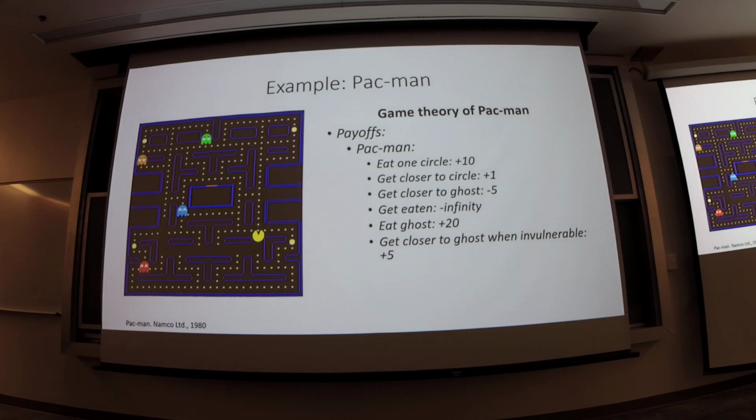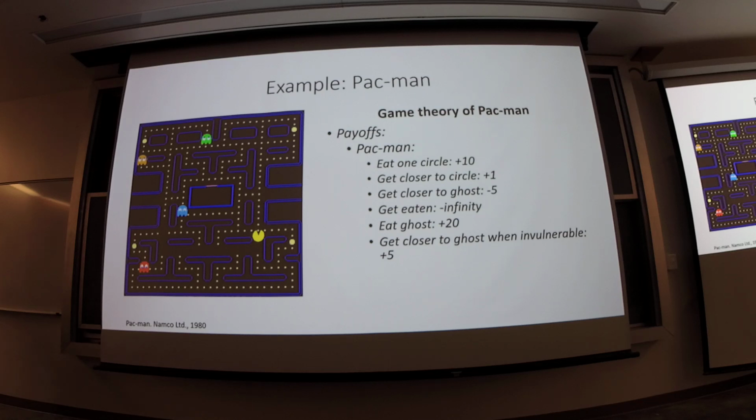So I just put down some made up payoffs for Pac-Man, just for the sake of the example, right? So at each point, Pac-Man has to move one square. So Pac-Man has to decide where to move, right? He can decide to move based on this payoff. So if Pac-Man hits a circle, it's a gain, right? It's a big gain. So I gave it +10. If it gets closer to a circle, it's +1. But if it gets closer to a ghost, it's -5.